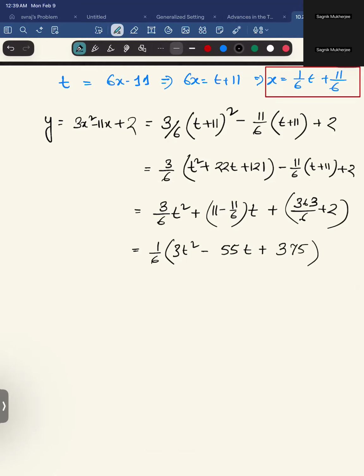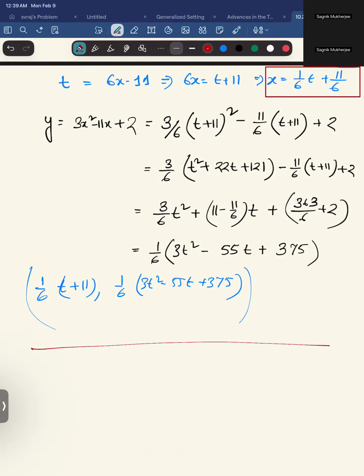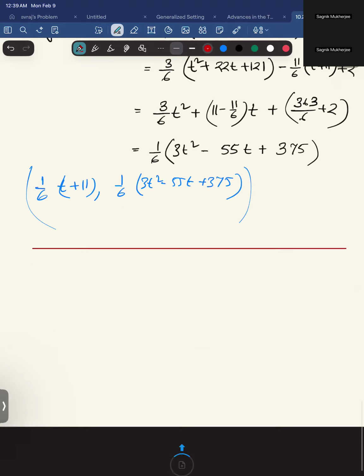I guess. So this is y. So the curve is this: 1 over 6 (t plus 11), 1 over 6 (3t squared minus 55t plus 375). This is the curve. I hope it makes sense. So this is how you can convert a rectangular equation to a parametric equation. Okay. You can go the other way as well.